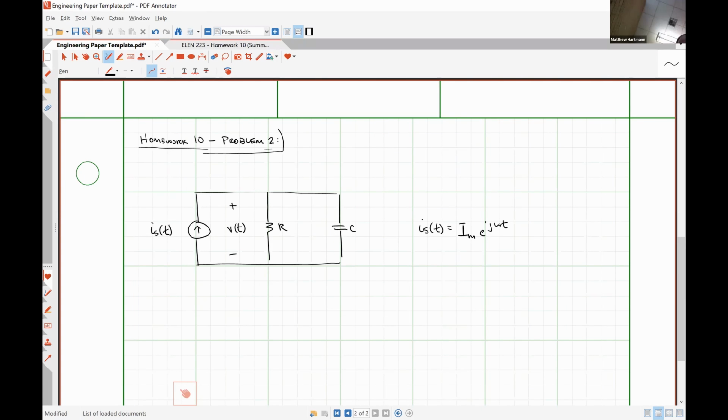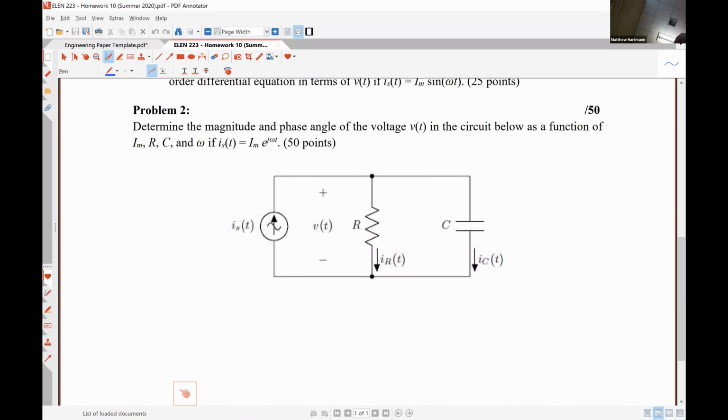Let me look at the question again. Determine the magnitude and the phase angle of the voltage in the circuit below as a function. Yeah. So we want the magnitude of the voltage and the phase angle of the voltage. So that means we're going to look for a magnitude portion and a phase angle portion. So yeah, we're effectively looking at how to get a complex response.